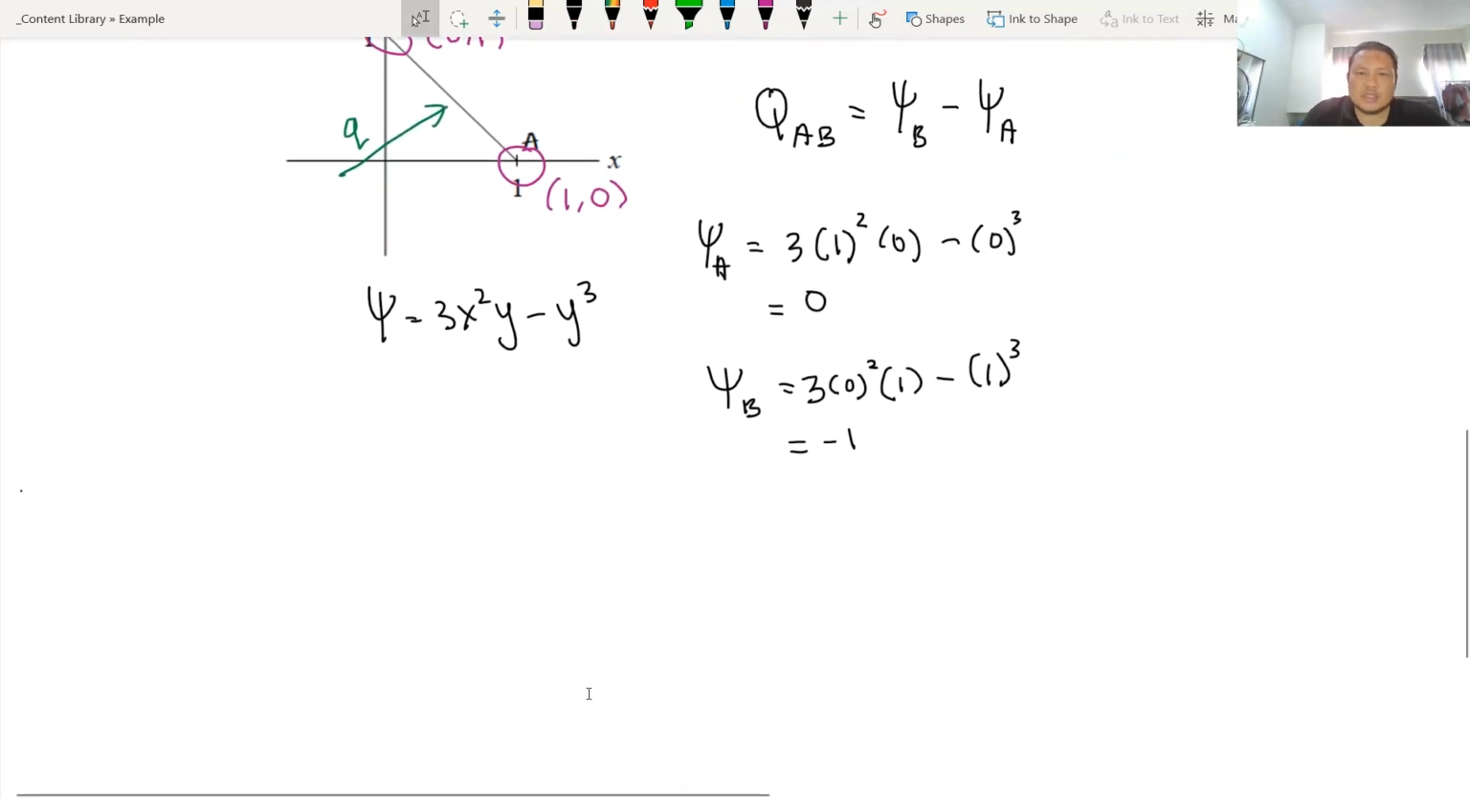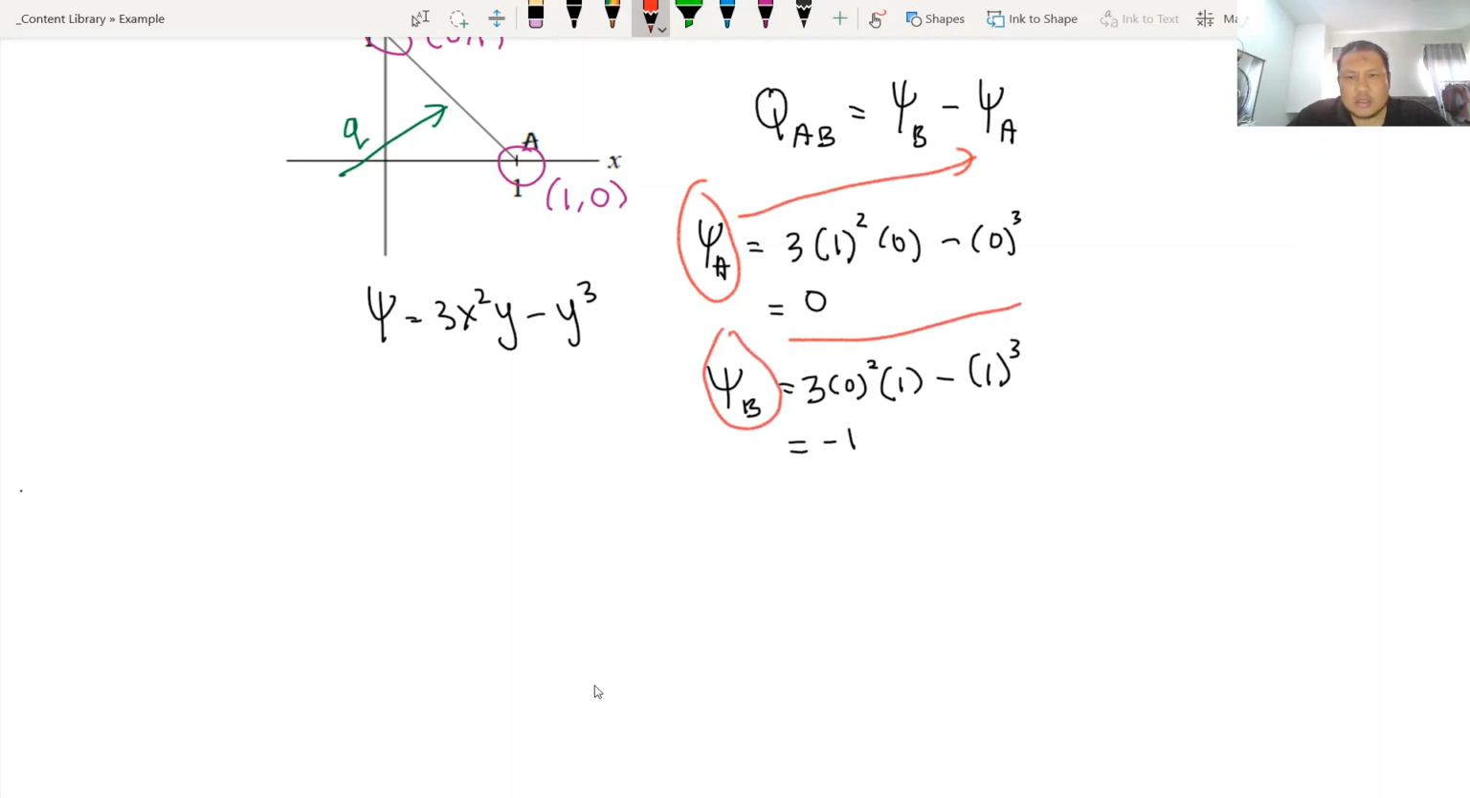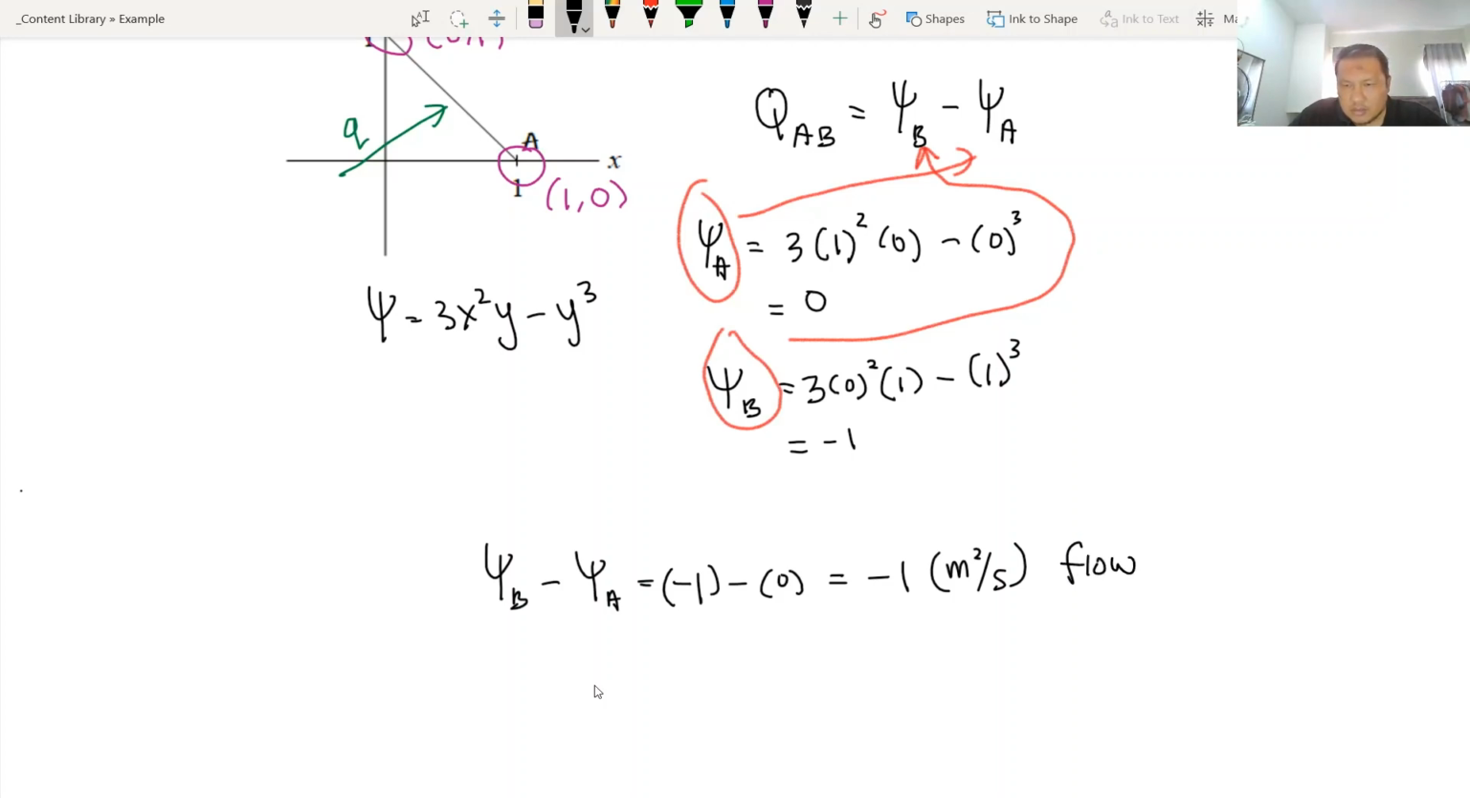Now we substitute these two values into the flow rate equation. Psi A equals 0 and psi B equals minus 1. So psi B minus psi A equals minus 1 minus 0, which is equal to minus 1, with a unit of meter squared per second. This is the flow rate per unit depth.